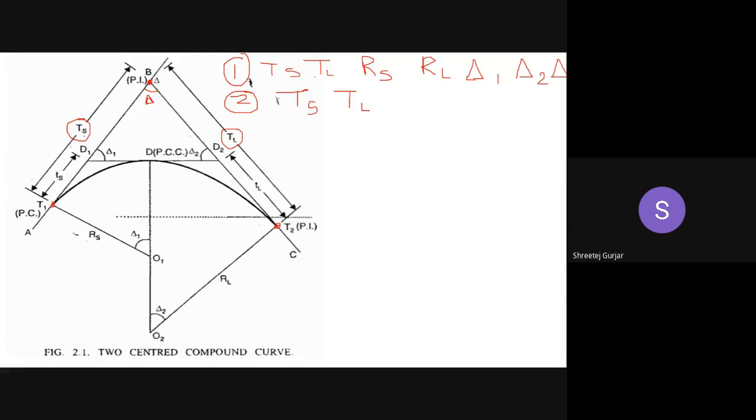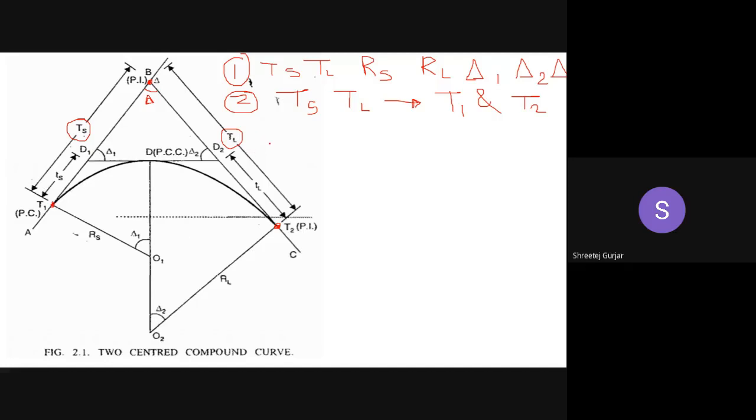Okay, you can set out this T1 and T2. Point T1, T2 you can set, and you can measure. You know this length, right? You also know this length. So you can easily set out T1 and T2. So first step, second step is what? Setting out of T1 and T2. So this is our second step.